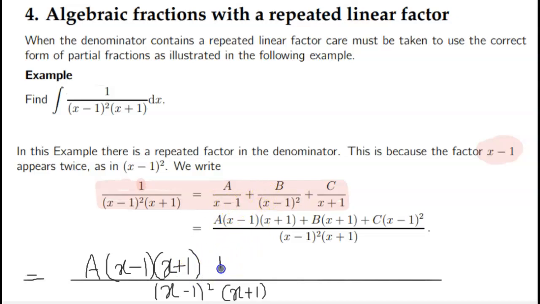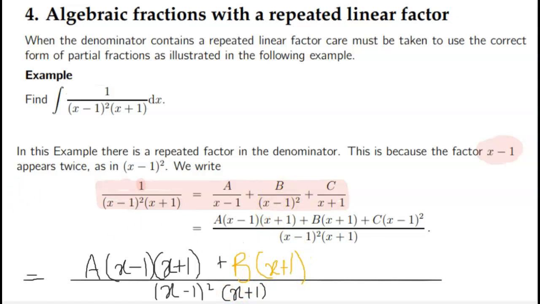Now look at the b. Let me change the color for the b. The b is here. Now what is missing? x minus 1 squared is there at the bottom. So what's missing? Just x plus 1. We're not writing it at the bottom, we are writing it at the top.